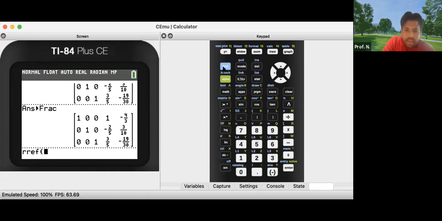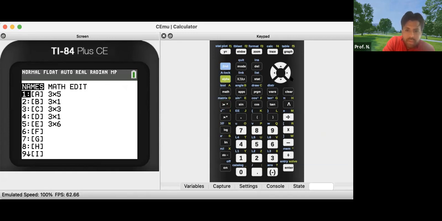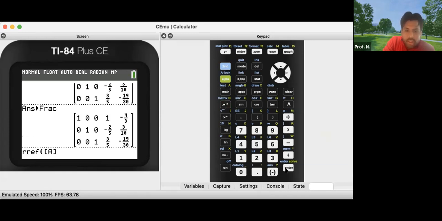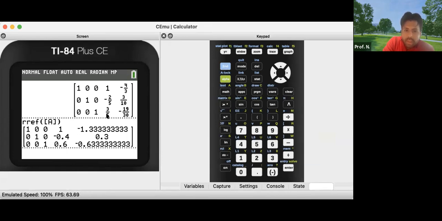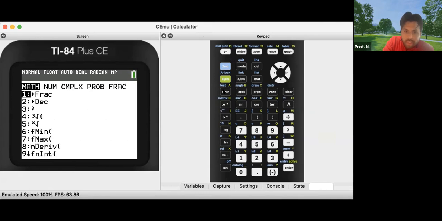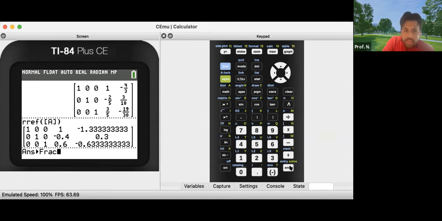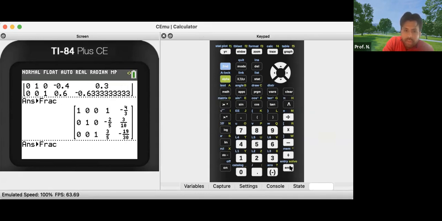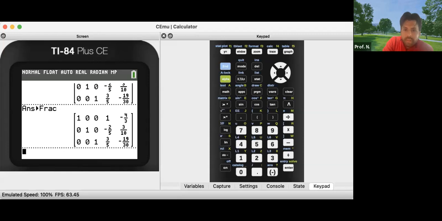And then once you have that, you can specify again what matrix you want. So you go back to the names of the matrices, and I want the A one. So I press that, I close the parentheses, and then boom, it gives me the row reduced echelon form. And then I notice I have these repeated decimals. So what I do is I want to find the fraction version of it. So I go to math and go to 1. It takes my answer and makes it into a fraction. So boom, I got it.